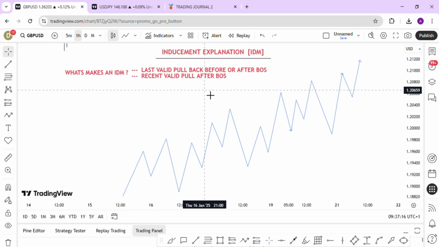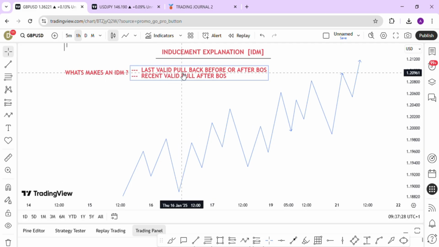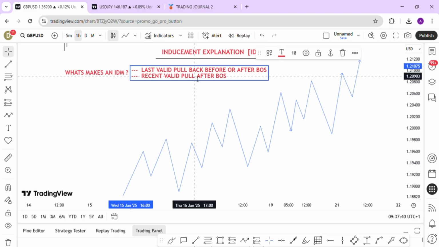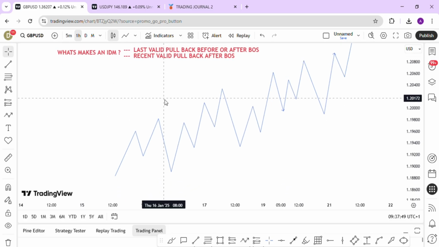It must be valid. If you don't understand what I mean by valid pullback, you can go and watch part one, because I explained it there and it is very crucial. So valid pullback is the keyword here, before or after break of structure. Then the second one is a recent valid pullback after break of structure. So let me explain what this actually means.